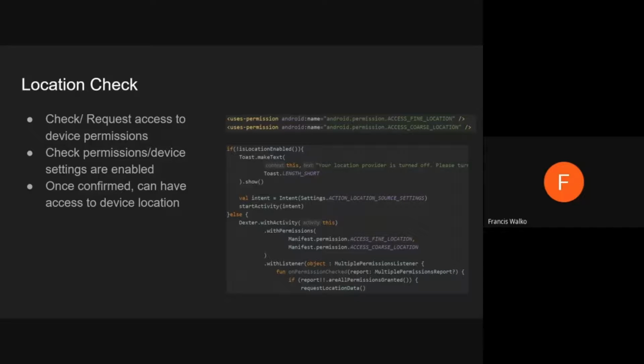And as shown, the top shows how in the Android manifest file we request certain permissions for the fine location and coarse location. And then also this is just a short piece showing how our isLocationEnabled function works.